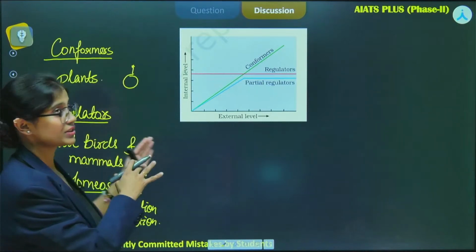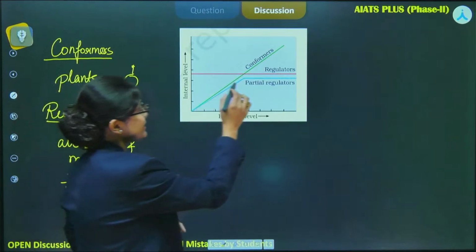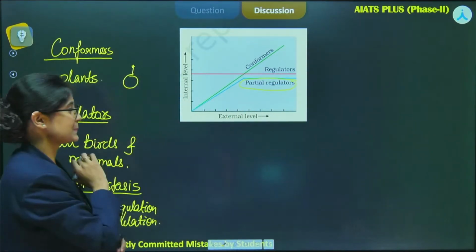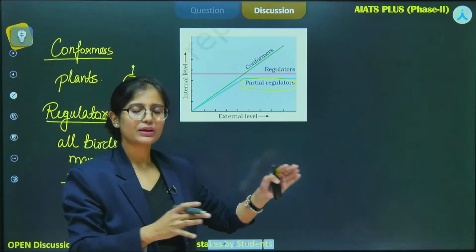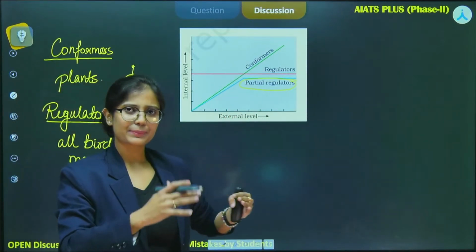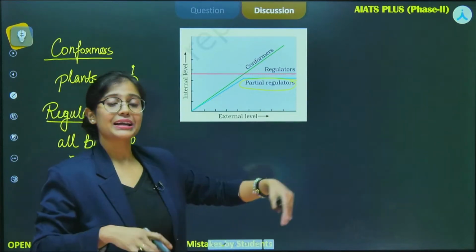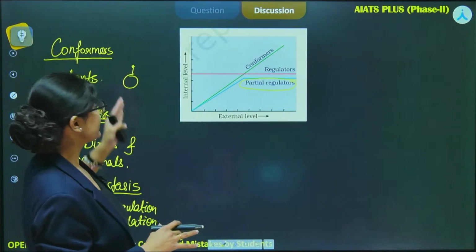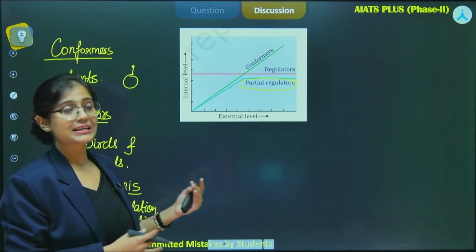So that is the region, that conformers which are found in the polar region. The third one which is mentioned here is partial regulators. Partial regulators, that means these are the conformer organisms only, but up to a certain limit they are able to regulate their temperature, but after a while they can again become conformers, right? So this is about the two types of response which the organism exhibits.